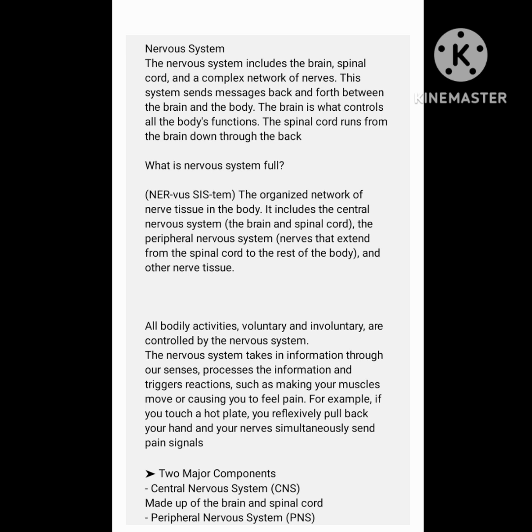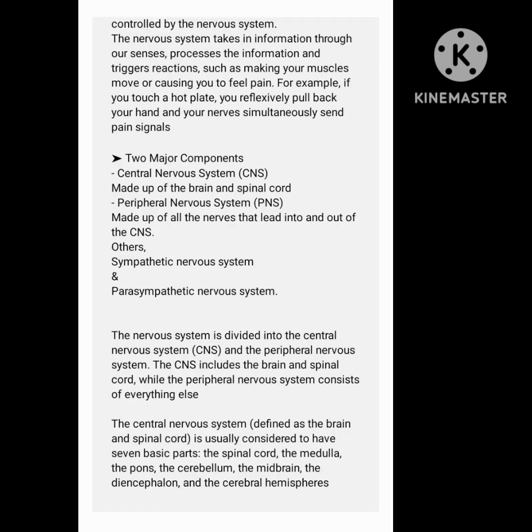So the two major components, as we said, of the nervous system are CNS and PNS. And CNS is made up of the brain and spinal cord, while PNS, or peripheral nervous system, is made up of all the nerves that lead into and out of the CNS. We have yet others called the sympathetic nervous system and parasympathetic nervous system too.